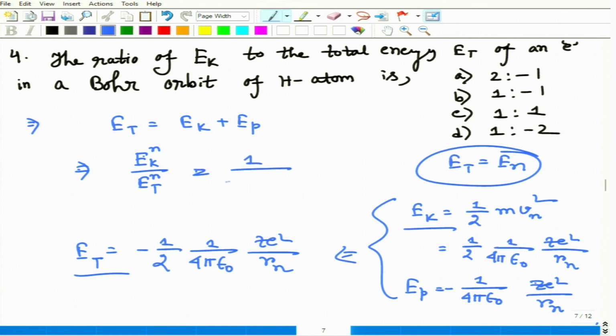So it will be 1 divided by -1, so it should be 1:-1. So here should be a minus. No, this is 1:1. This is correct. This will be the correct option, 1:-1. Okay. Yes.